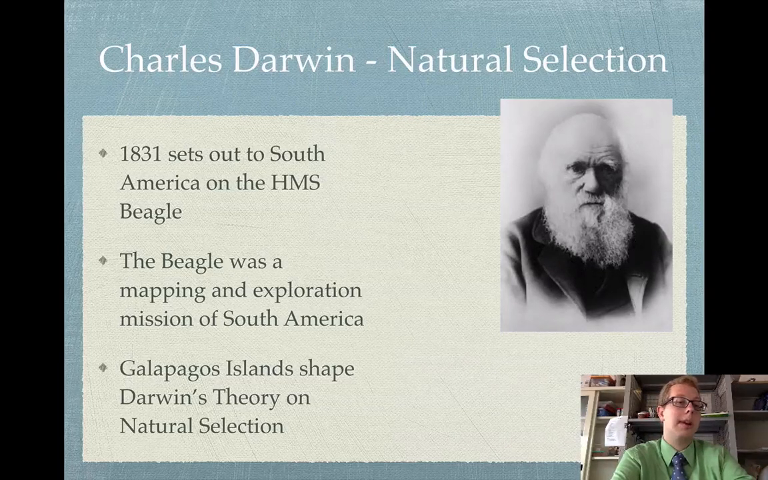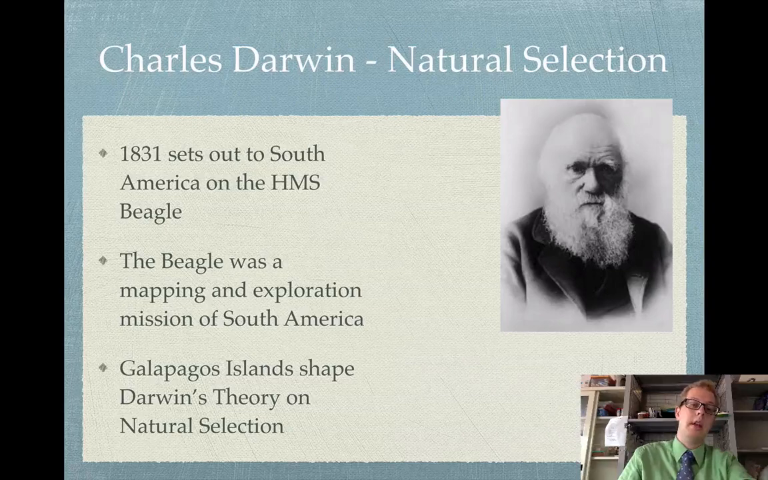Charles Darwin in 1831 sets out to South America on the HMS Beagle. The Beagle's mission was to map and explore South America. As the ship traveled south and explored and mapped, Darwin was collecting samples of plants, insects, and animal life. It was at the Galapagos Islands that his theory on natural selection really took shape.